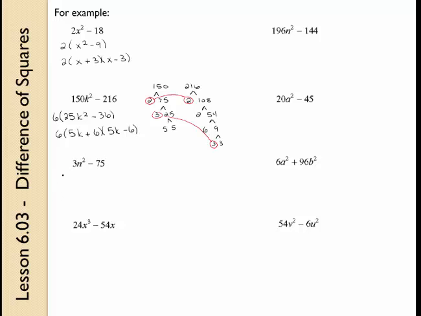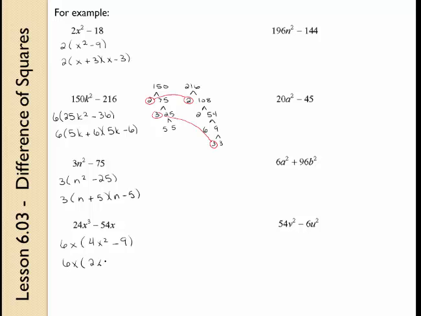3 and 75 will both divide by 3, leaving me n squared minus 25. So I take the square root of each, and I plus and minus. And then 24 and 54 will both divide by 6. And I have 3 x's and 1 x, so I can pull out a 6 and an x, and I'm left with 4x squared minus 9.